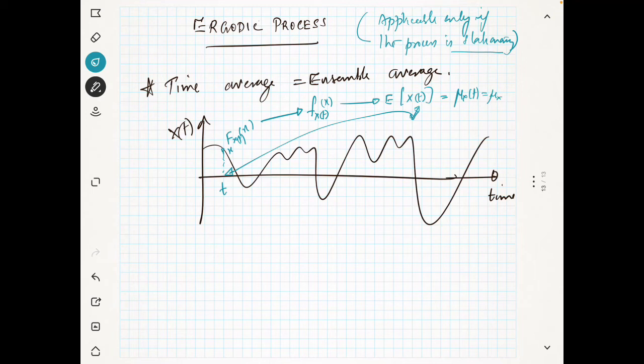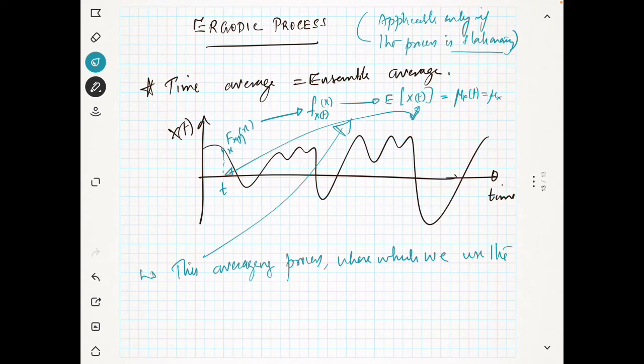So in this averaging process we are using the distribution. This averaging process, in which we use the PDF, is known as the ensemble average. This is the ensemble average.